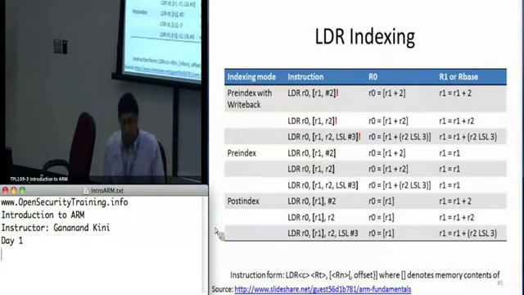So here's an example. If this is pre-index with write-back, so if you do LDR R0, and in square brackets R1 comma immediate value of 2, it adds 2 to R1, stores the value at that address into R0, and then it also updates R1 with the address plus 2.